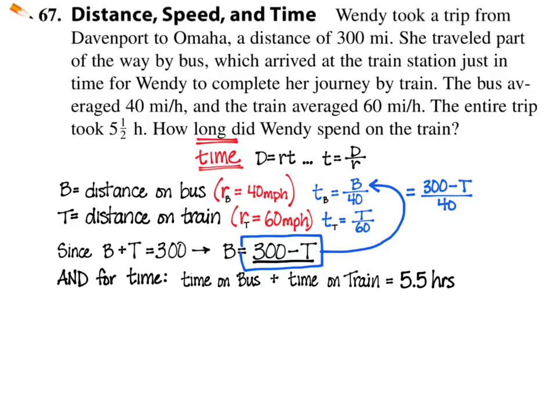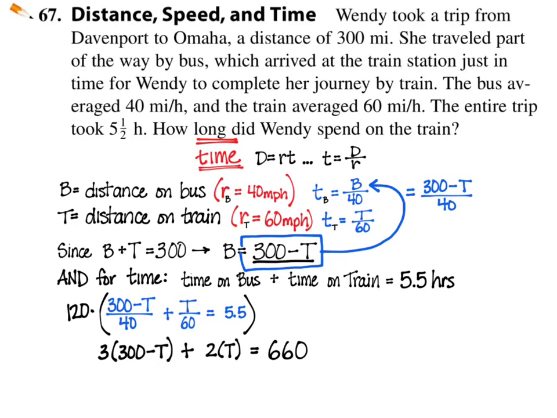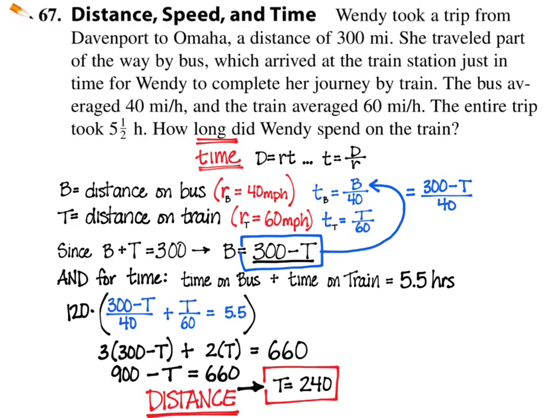So I can write an equation with just one variable. Even though this has a T in it, this is the time on the bus plus the time on the train is a total of 5.5 hours. Solving for T, I get the distance.